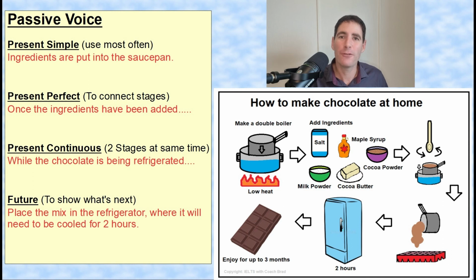And also, future passive. Place the mix in the refrigerator where it will need to be cooled for 2 hours. Challenging, but they are probably the secret to a high score.